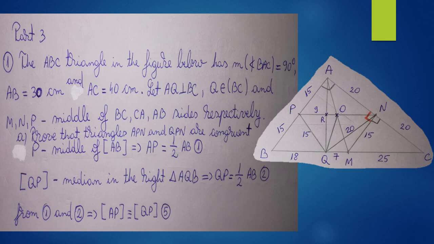P is the middle of segment AB, so it results that AP is equal to half of AB. We mark this statement as 1. The segment QP is the median in the right triangle AQB, so QP is equal to half of AB. We mark this statement as 2. From statements 1 and 2, we have that the segment AP is congruent to the segment QP.